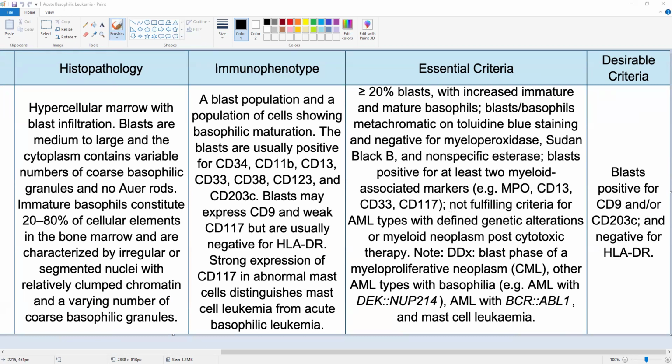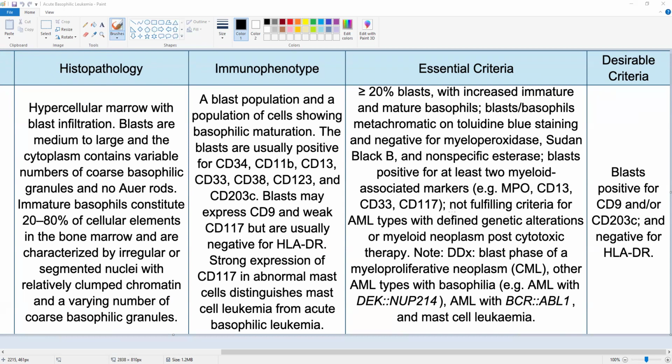The blasts should be positive for at least two myeloid-associated markers like myeloperoxidase, CD13, CD33, and CD117, and the leukemia should not be fulfilling criteria for acute myeloid leukemia types with defined genetic alterations or myeloid neoplasm post-cytotoxic therapy.